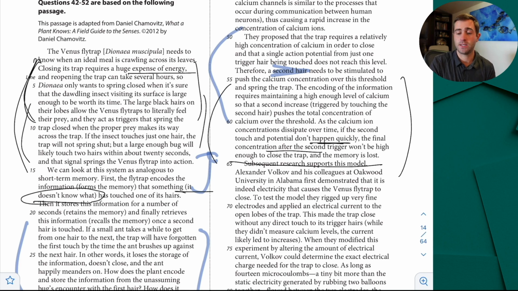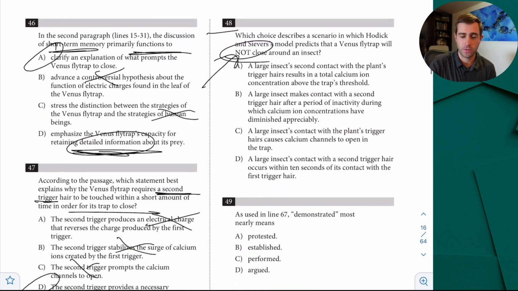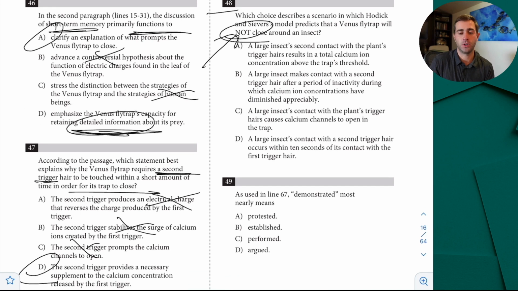So what I kind of remembered from my first read of this is, we need these multiple pushes for it to actually go through. So we'll start with A. A large insect's second contact with the plant's trigger hairs results in a calcium ion concentration above the trap's threshold. Well, that would close it, so that's why A is wrong. B, a large insect makes contact with the second trigger hair after a period of inactivity during which the ion concentrations have diminished appreciably. This looks like it should be our right answer, but I always like to check all of them, unless it's super, super obvious.